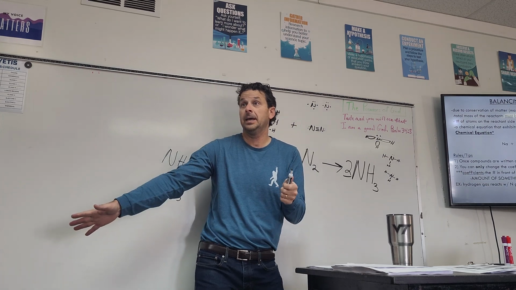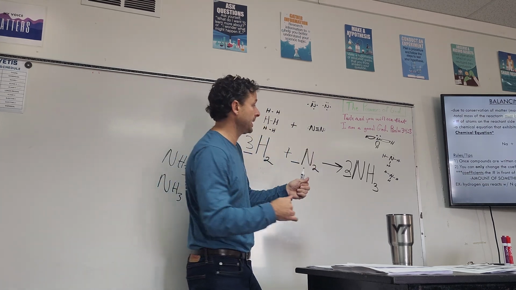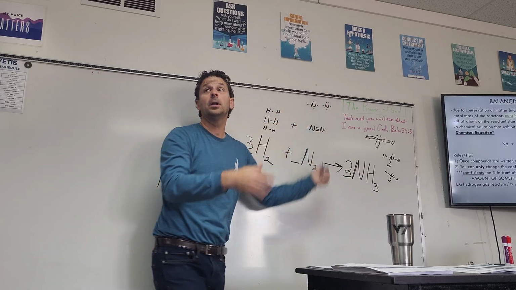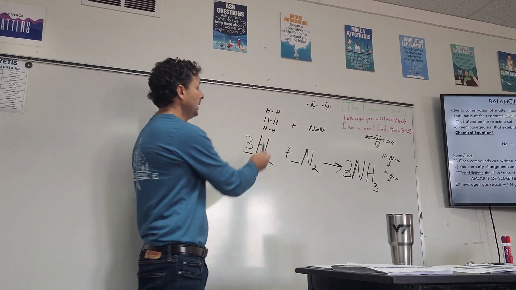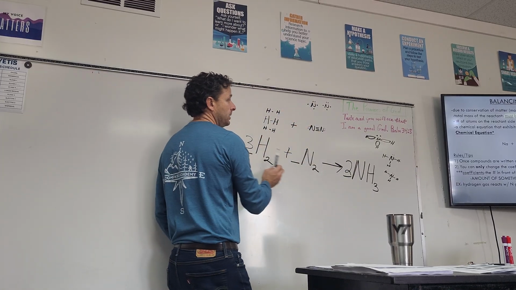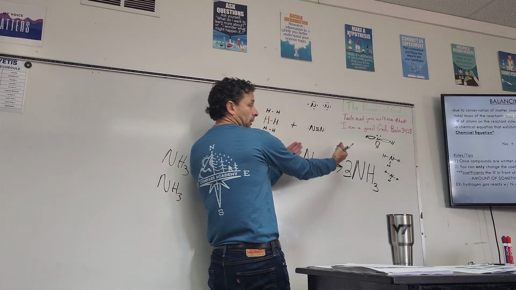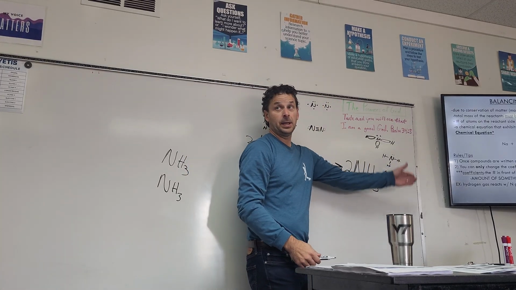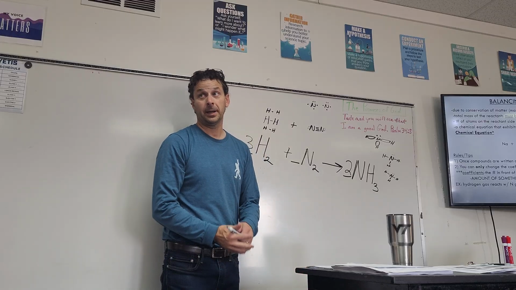We just saw that today. We're going to get back to that in a second. And these bonds remade into this. And if we count all of our atoms up, they're all the same. 1, 2, 3, 4, 5, 6 hydrogens and 2 nitrogens on the reactant side. 1, 2, 3, 4, 5, 6 hydrogens and 2 nitrogens on the product side.